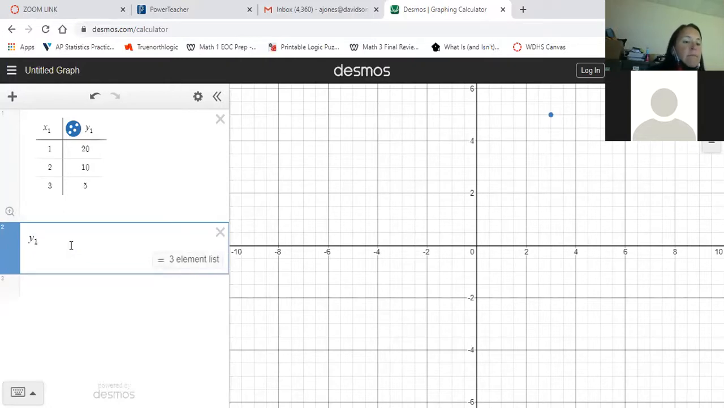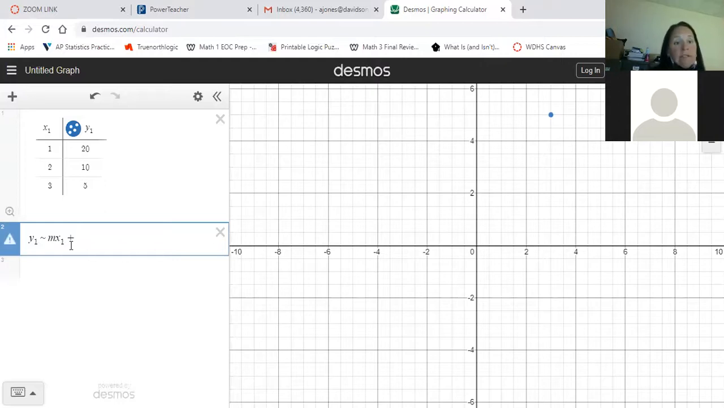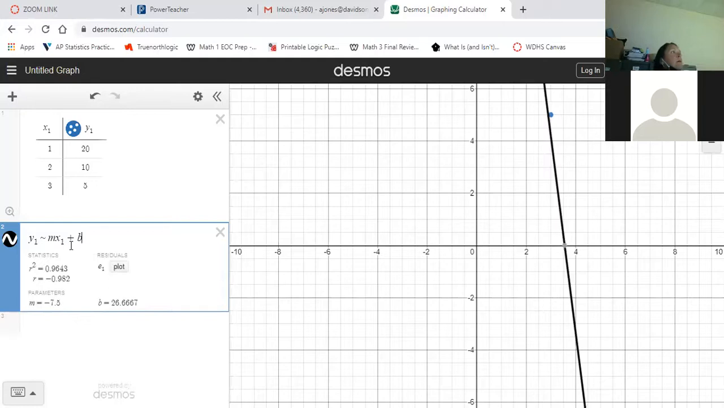All right. In Y2, you're going to type in your equation. Y1 is similar to mx1 plus b. You may need to write that down. That is going to be your linear, okay? Look at your R value. I don't know if you guys can see it. I can't make it do anything, but your R value is that negative 0.98 right there underneath your variables. Everybody see that? Yes? You guys see that?